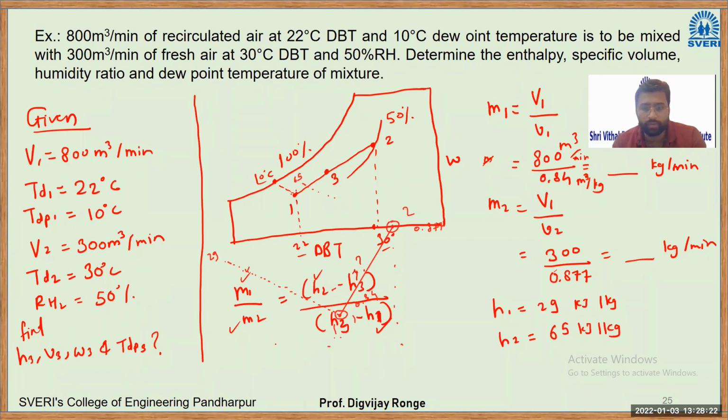Any answer? Please calculate the value of M1 and M2. M1 comes out to be 952. Okay, Saurabh. And M2 is 342.07. Okay, great.